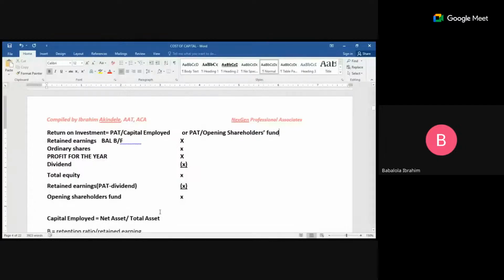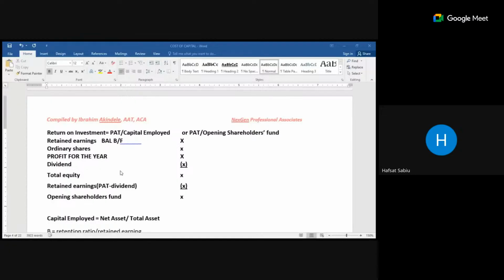I'm very clear now. Sir, my only question is that retained earnings in bracket is profit after tax, hyphen, dividend. I think it's the only thing that is confusing me. If you can explain that. Okay. If you want to determine the current year retained earning, how do we determine it? Is it not profit after tax minus dividend? Oh, that's minus dividend. I thought hyphen.